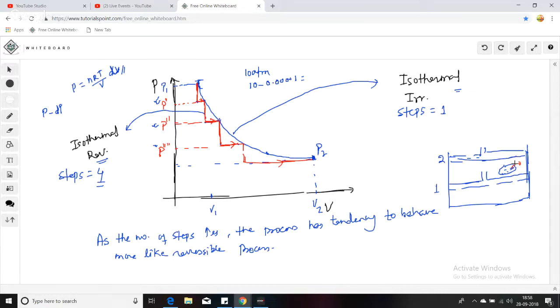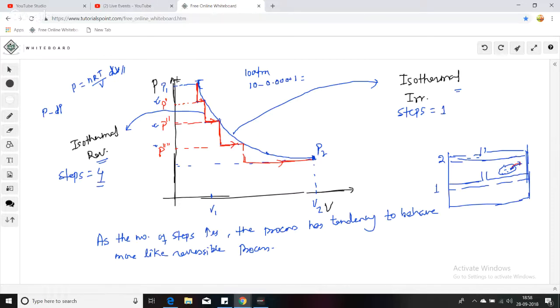What I said: you have a sandbag here. You remove one sand particle from it. What is the mass of that? Negligible. But that also leads to some expansion. That's why we say an infinite number of steps.